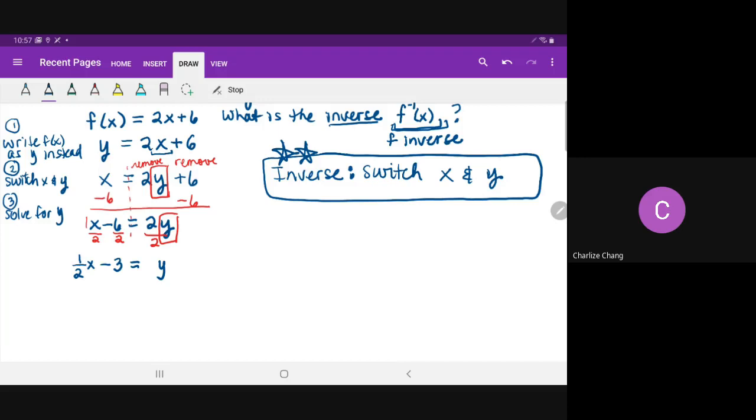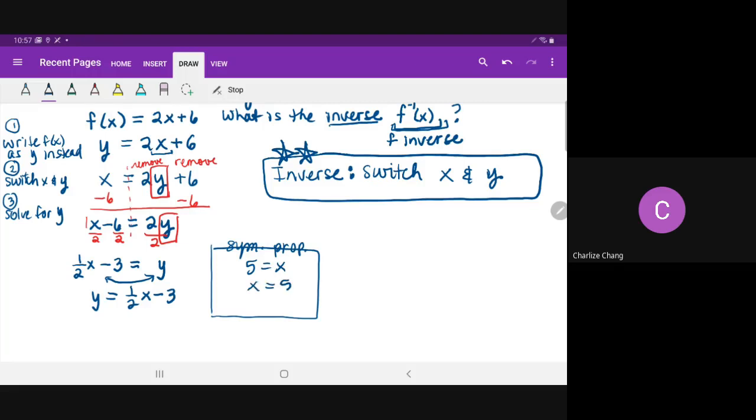And then, like I said, to me that looks funny, so I'm going to switch it around to the other side. So 1/2 x minus 3 was okay, but I just want to switch the whole sides. What allows me to do that is actually called the symmetric property. You'll learn that in geometry. If your answer at the end turns out to be 5 minus x, you can write x equals 5 instead. I'm sorry, 5 equals x. You could change it to x equals 5 instead. You could switch it around. I might as well write it because you're going to learn it next year, kind of at the beginning of geometry. It's called the symmetric property.